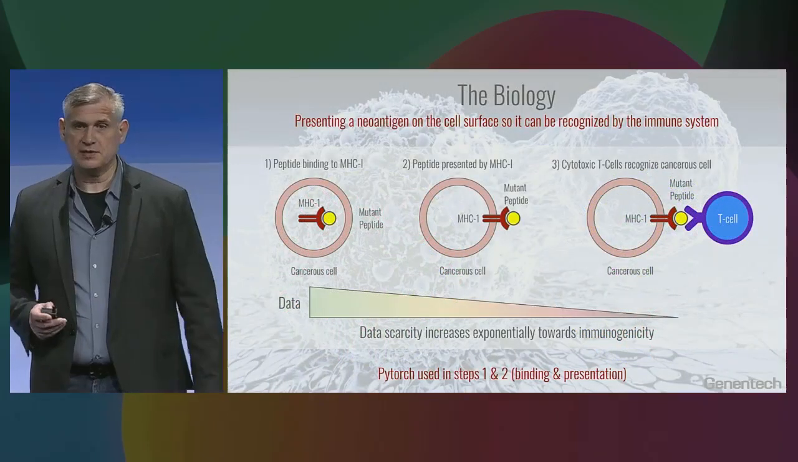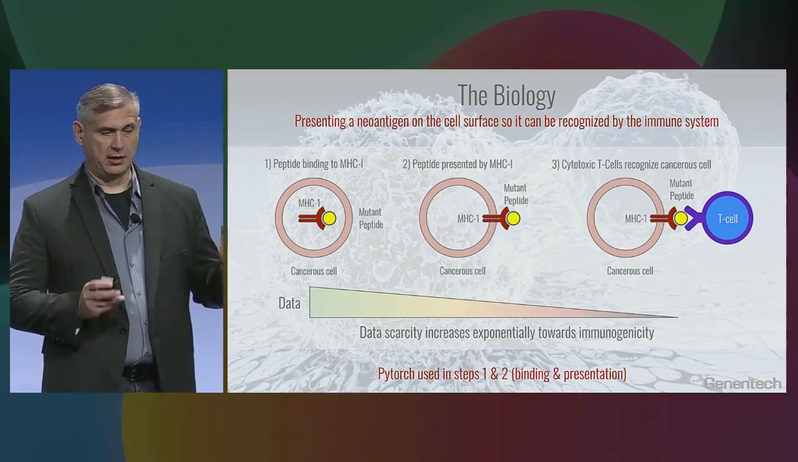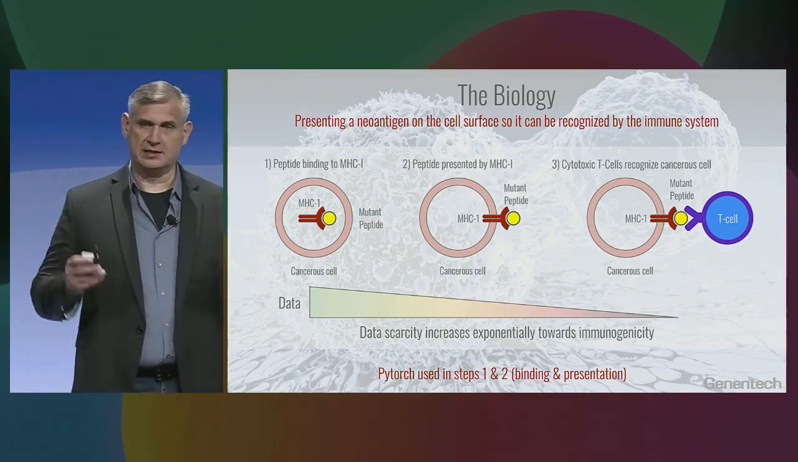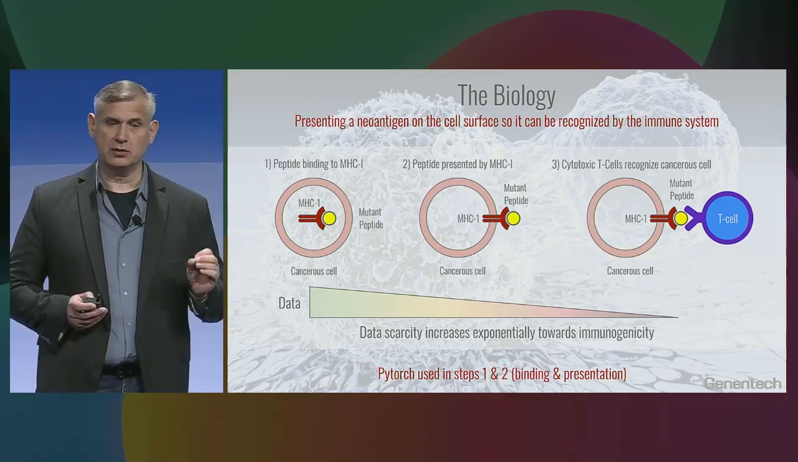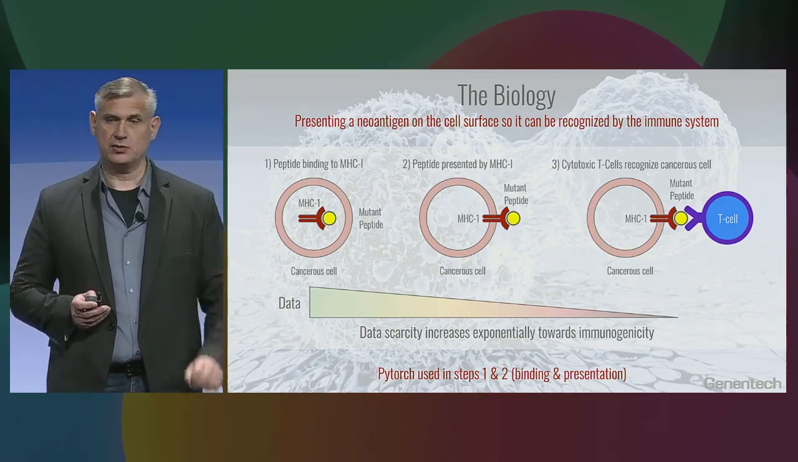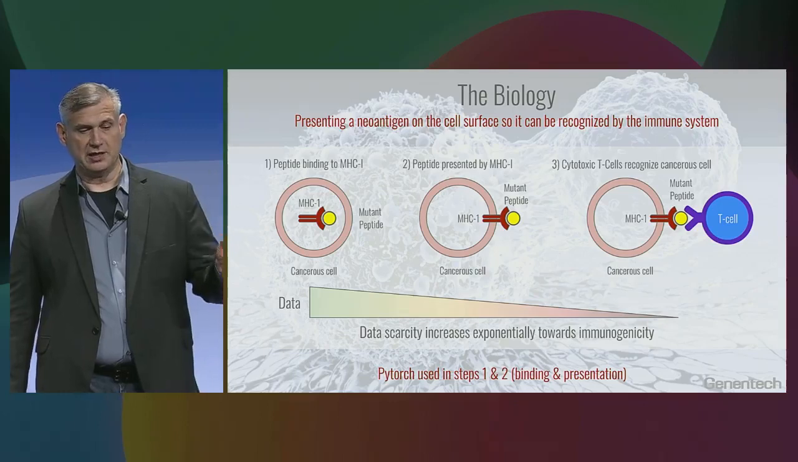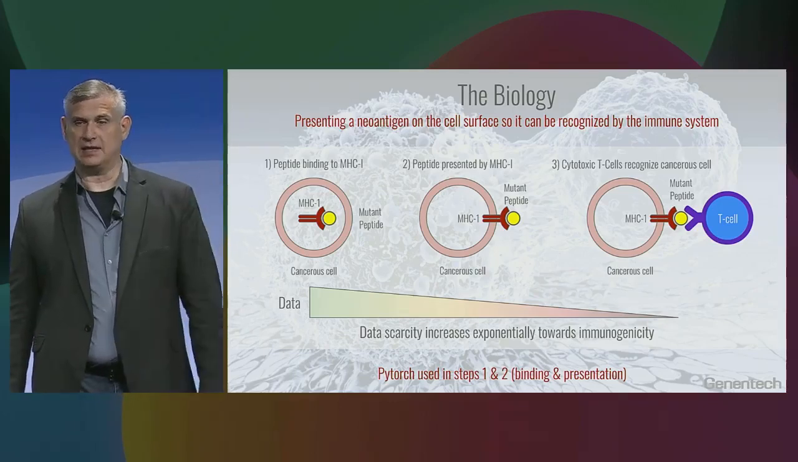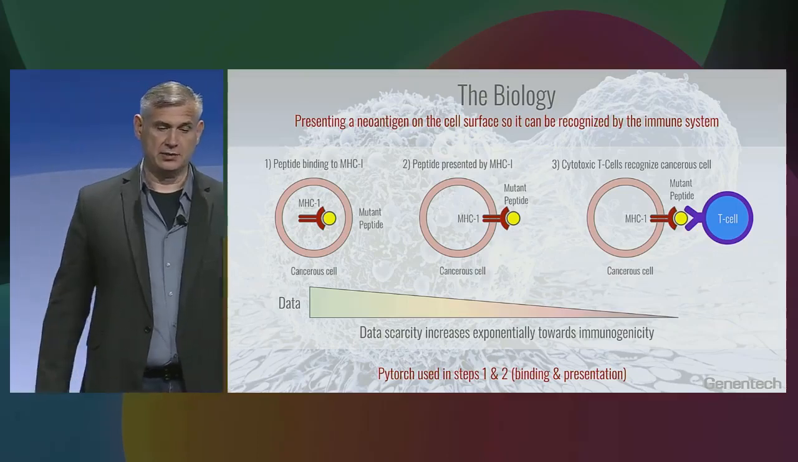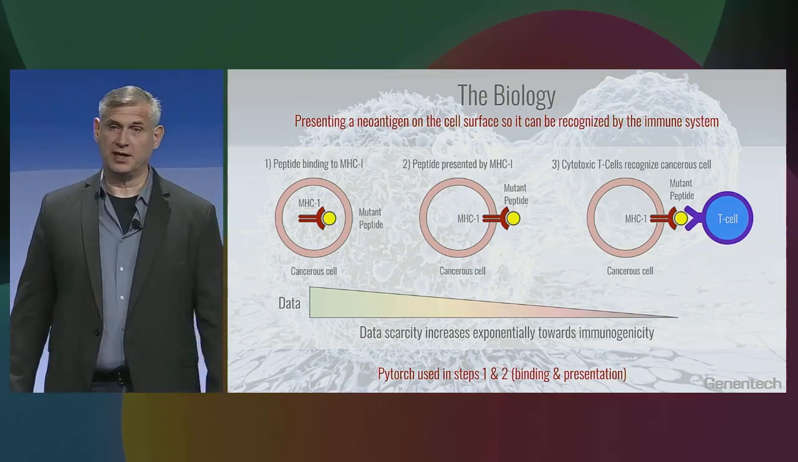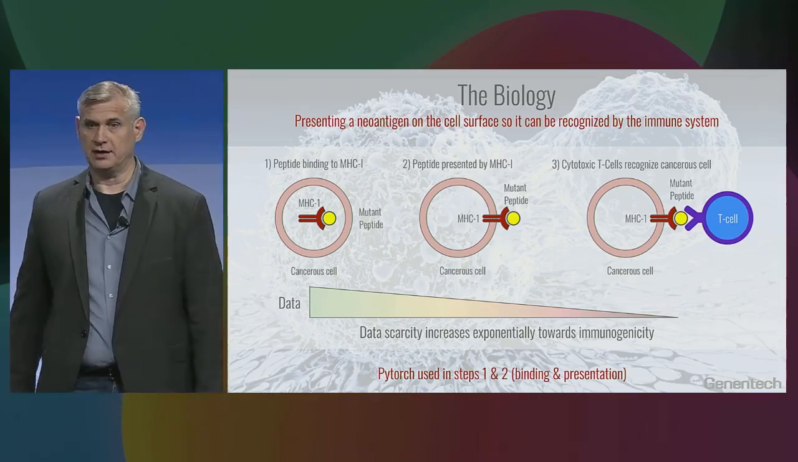So in biological terms, or computational terms, there are 3 steps that this immunogenicity is comprised of. The first is where this MHC molecule actually identifies and binds to a mutant peptide. The second step is where the MHC presents that molecule on the surface of that cancer cell. And the third step is where a cytotoxic T cell recognizes that mutated molecule and destroys the underlying cancer cell.